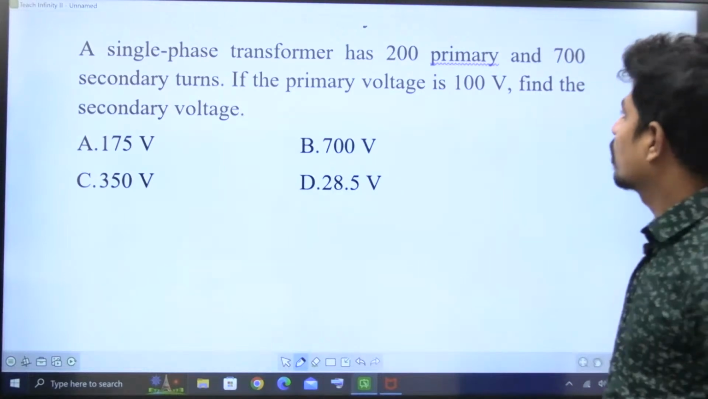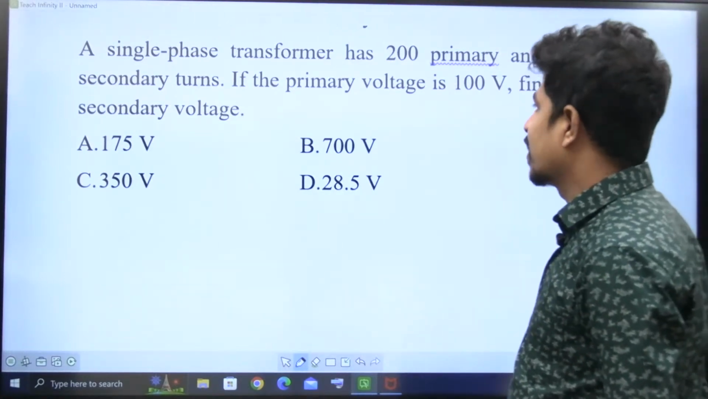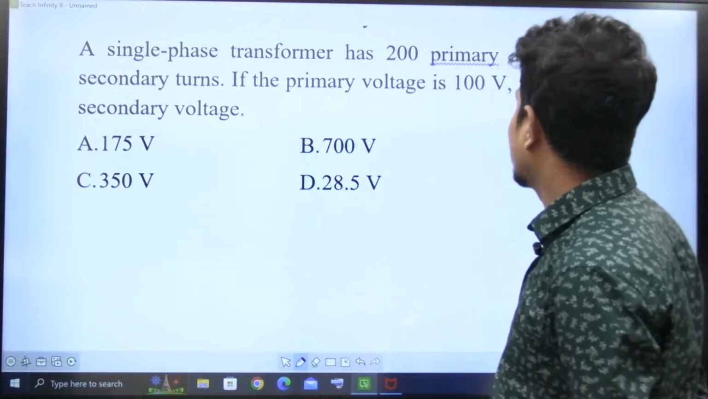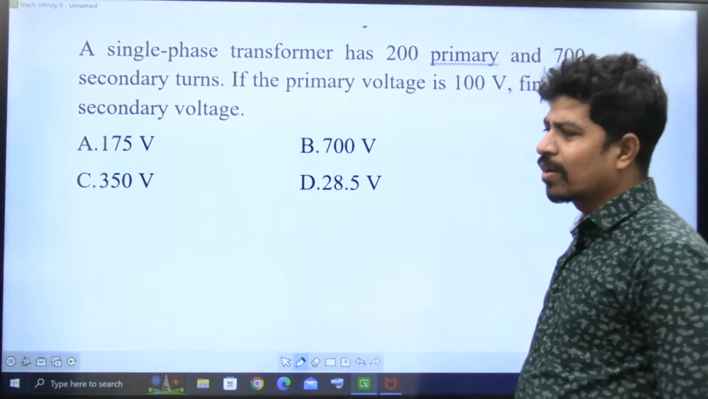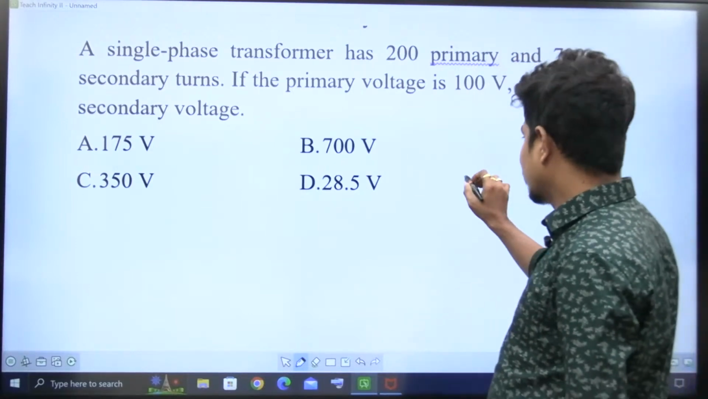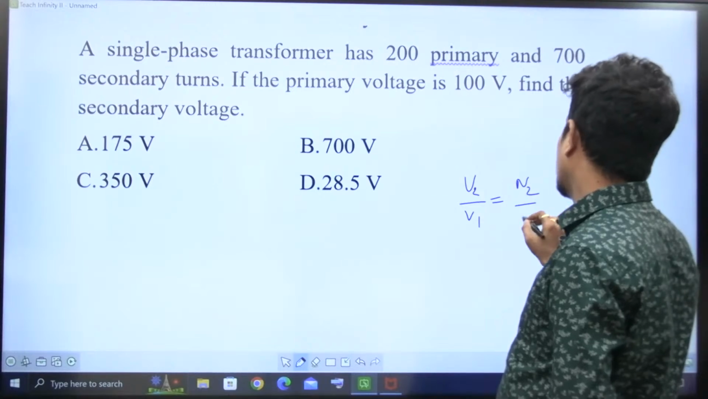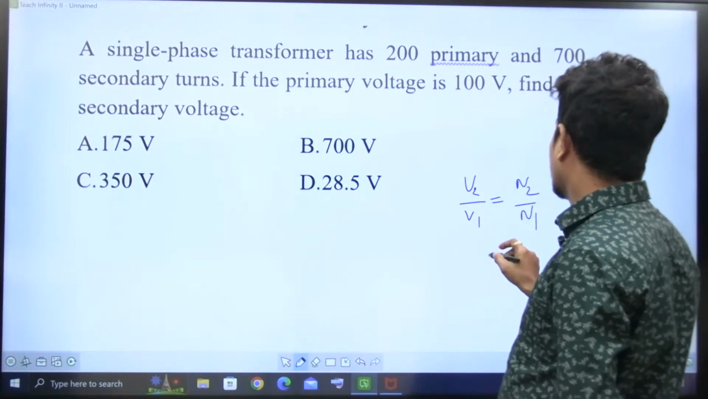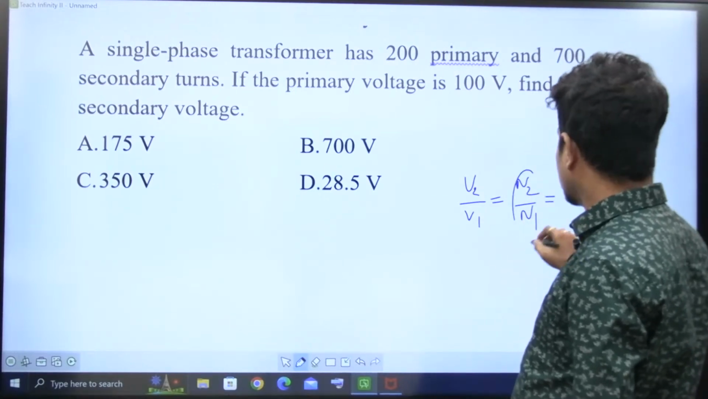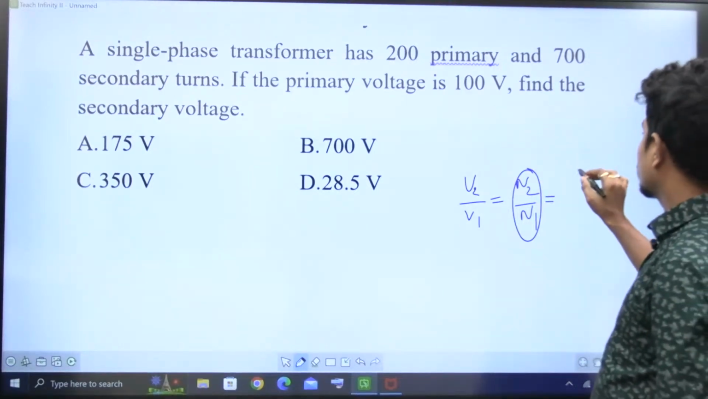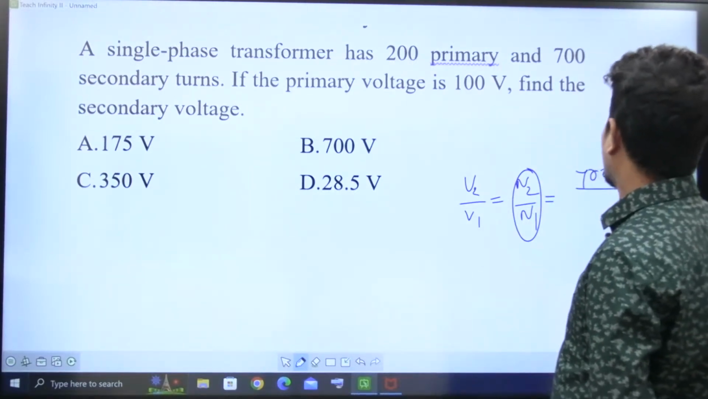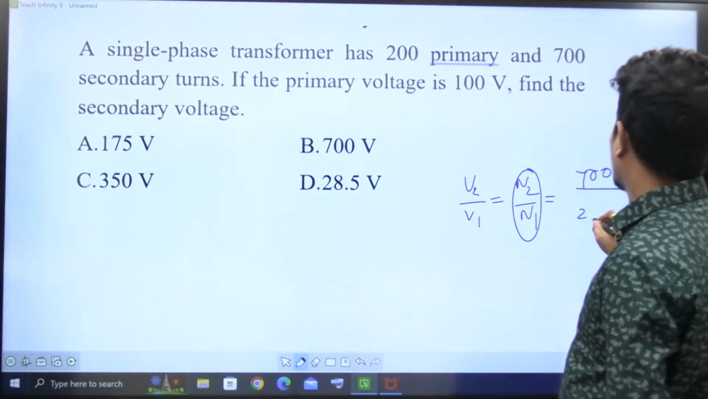A single phase transformer has 200 primary and 700 secondary turns. If the primary voltage is 100, find the secondary voltage. This is not at all a question. First of all, he's asking V2. V2 by V1 is equal to N2 by N1, right? So this N2 by N1 transformation ratio is nothing but voltage ratio only. That is 700 divided by 200.